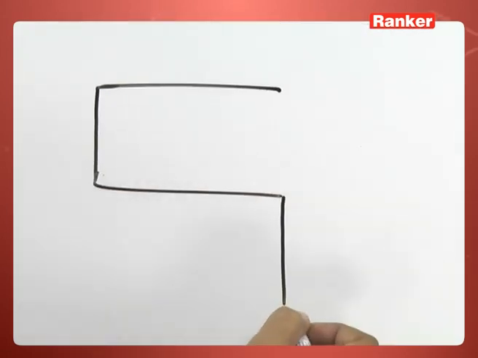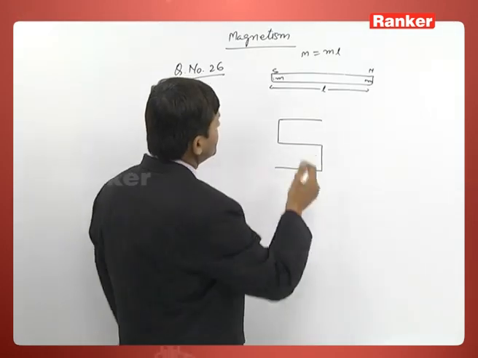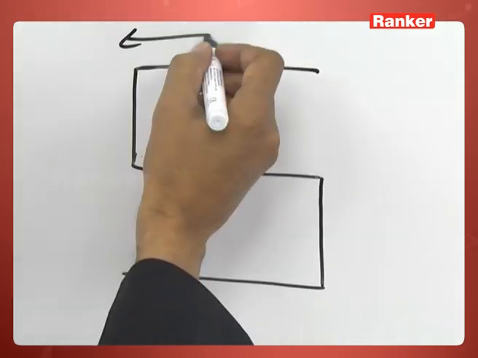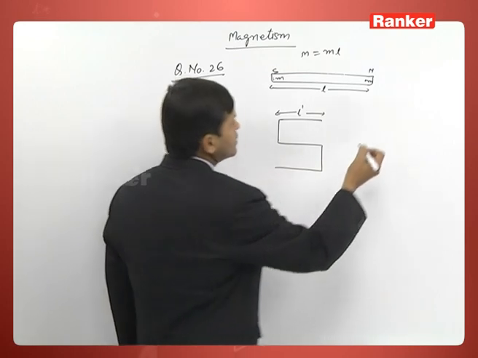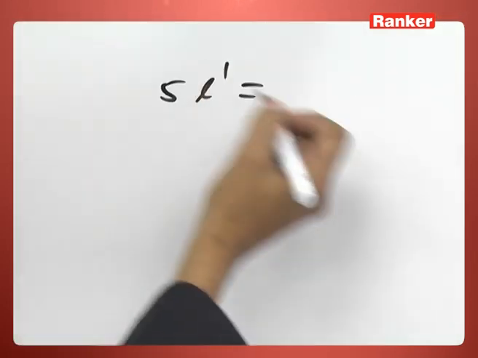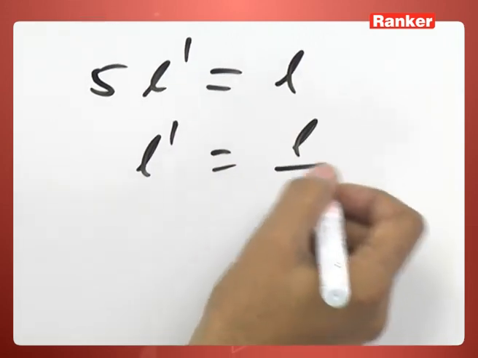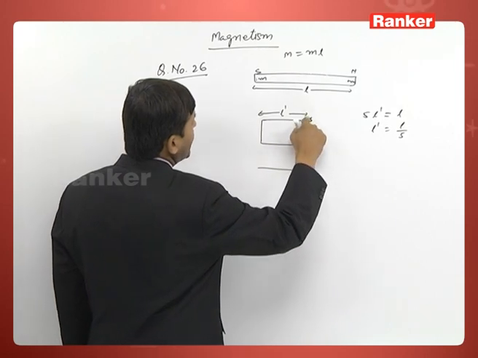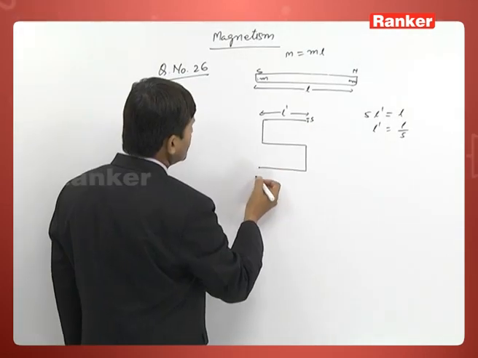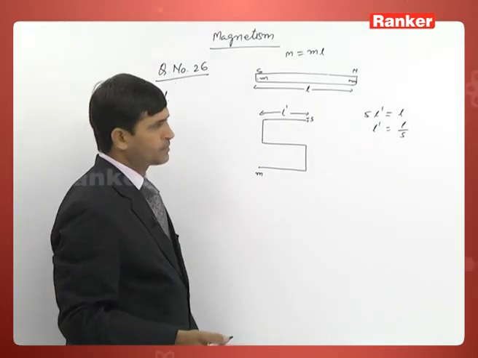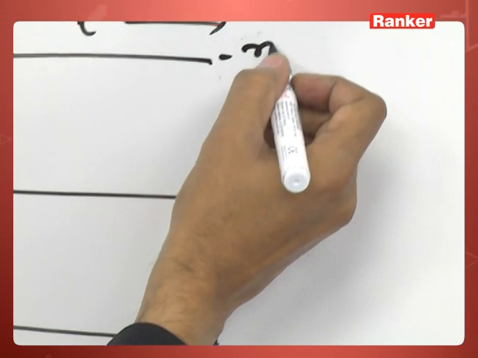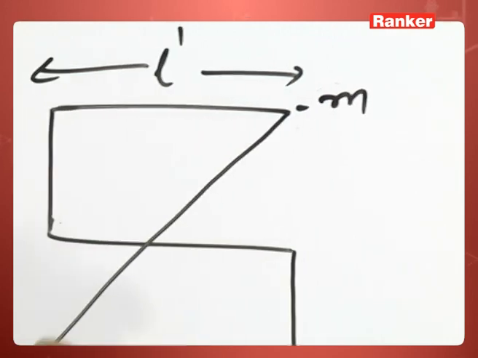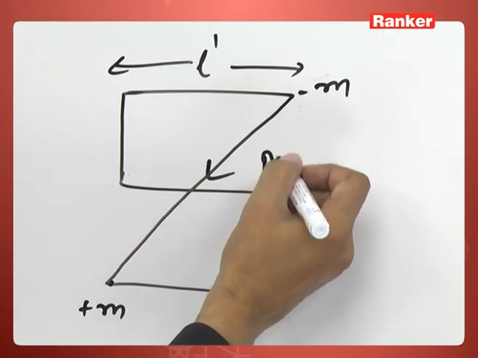It is given an S shape, the total length is 1, 2, 3, 4, 5. So let each length be L dash. So 5 L dash is equal to your L. So each length is L by 5. So here it is your south pole having pole strength minus M. This is your north pole, pole strength plus M. So the magnetic moment direction here is from negative to positive. This is the magnetic moment M dash.